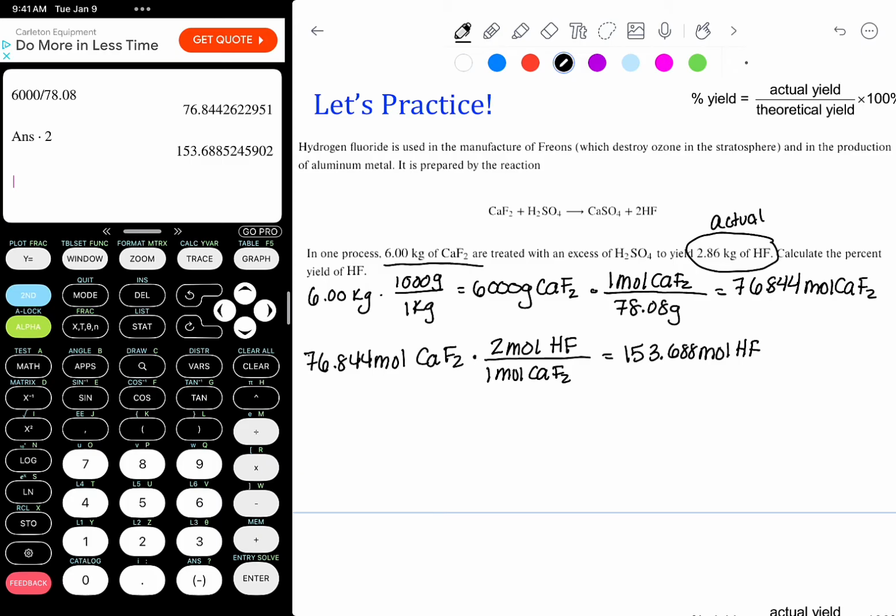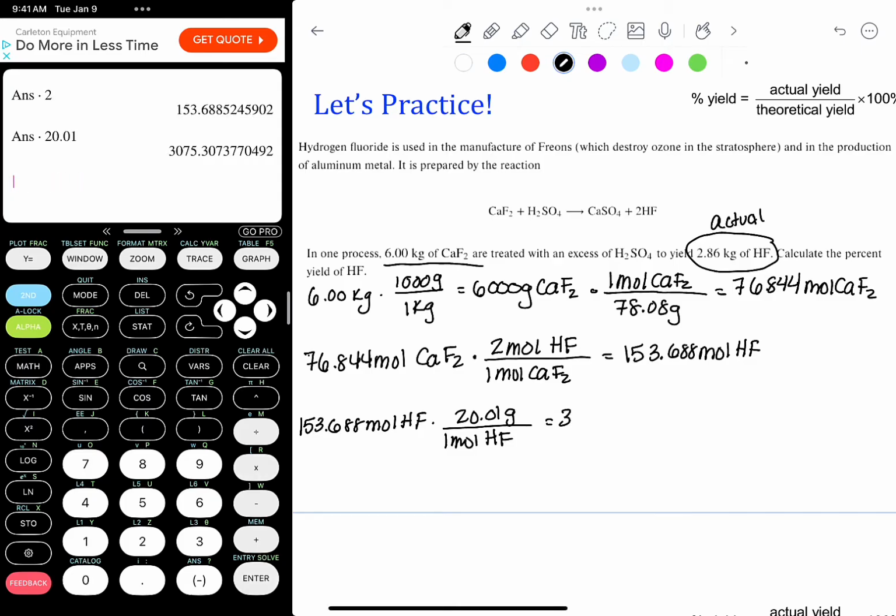Our actual yield is in kilograms of HF, so we're going to want to convert this mole value of HF to kilograms. The first step to do that is to take that 153.688 and use the molar mass to convert. That is 20.01 grams. And we get 3,075.307 grams of HF. And to convert it back to kilograms, we just divide by 1,000.